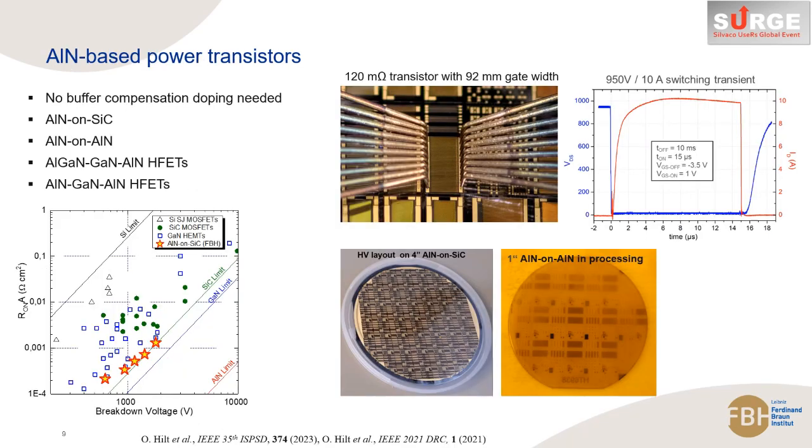For the next generation of lateral wide bandgap devices, aluminum nitride-based power transistors are developed. In these devices, the binary compound aluminum nitride replaces the doped GaN buffer layer and may replace the aluminum gallium nitride barrier layer. Aluminum nitride-based devices are grown at FBH on silicon carbide substrates or on aluminum nitride freestanding substrates.